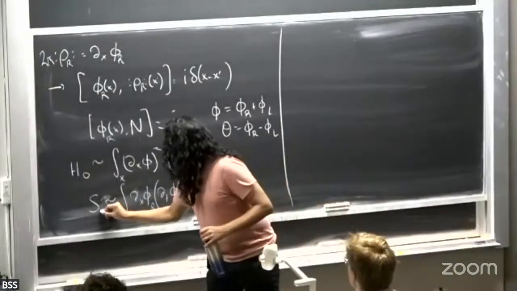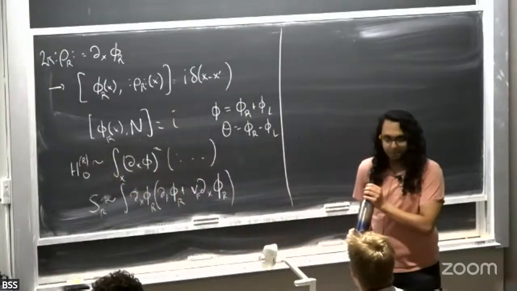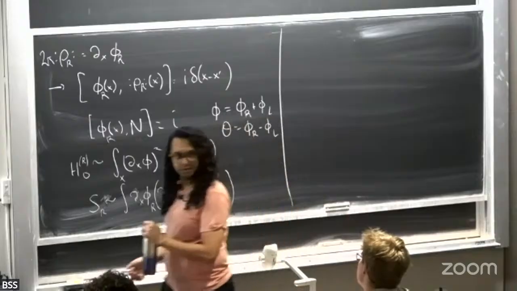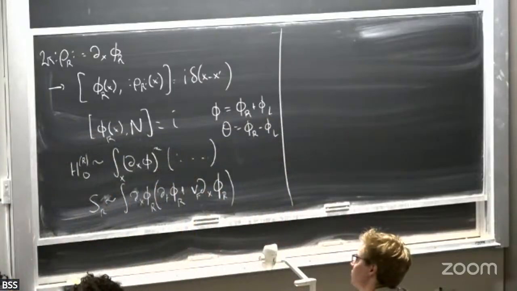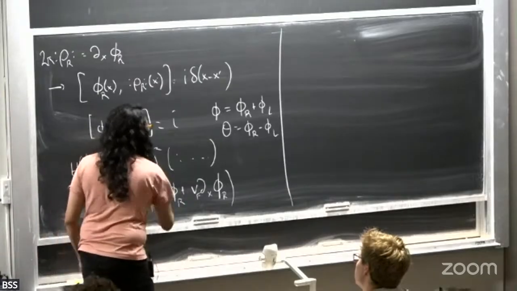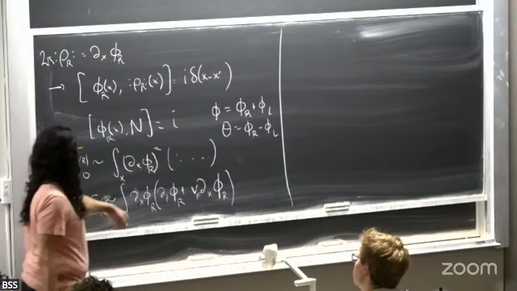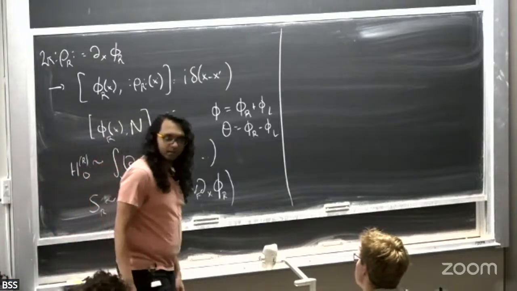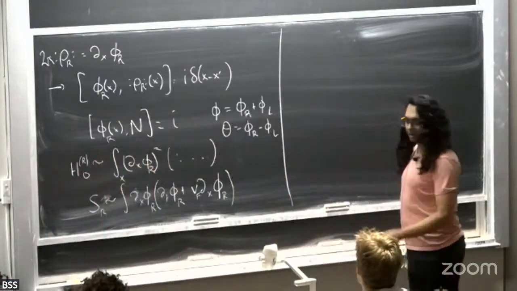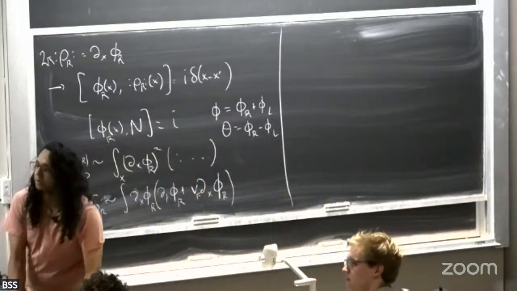Not yet. This is just the right action. But there'll be a corresponding left action as well. So it'll be this plus the left squared. Other questions?